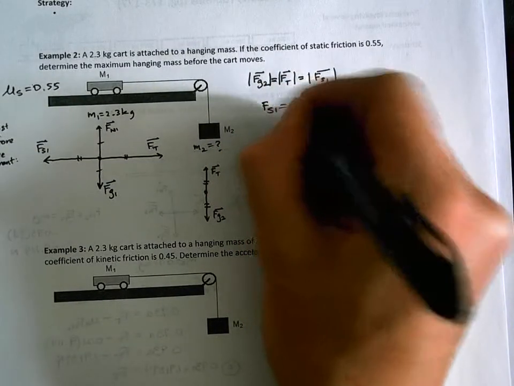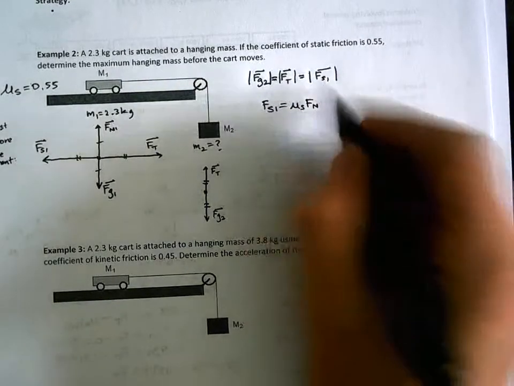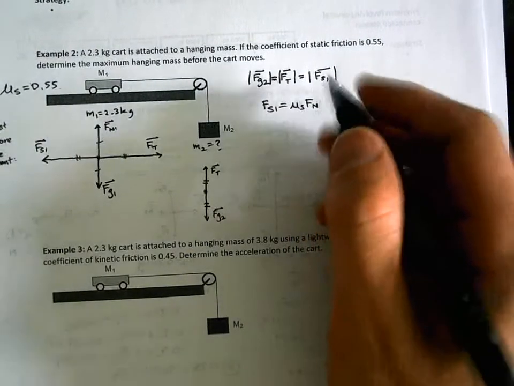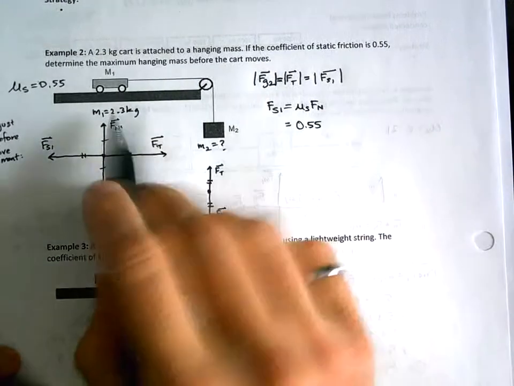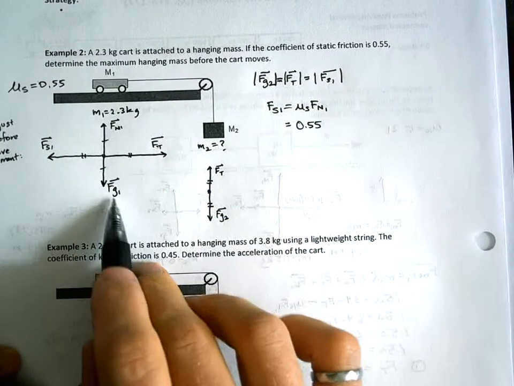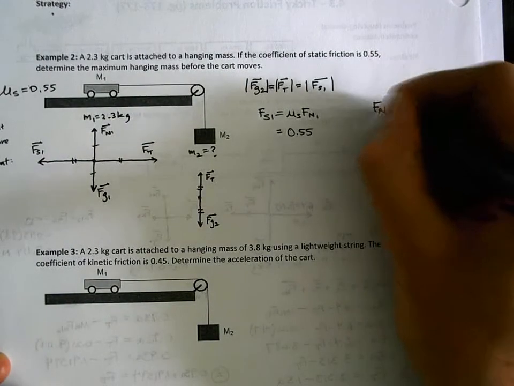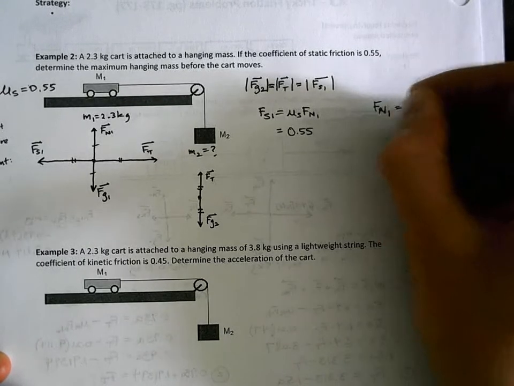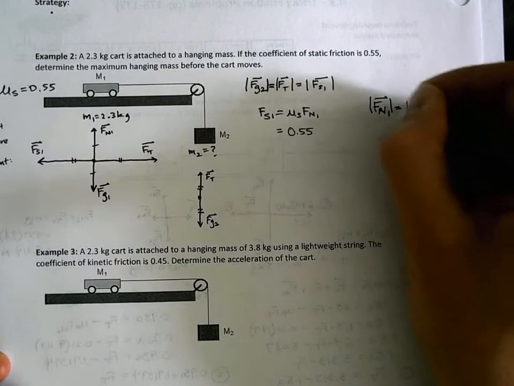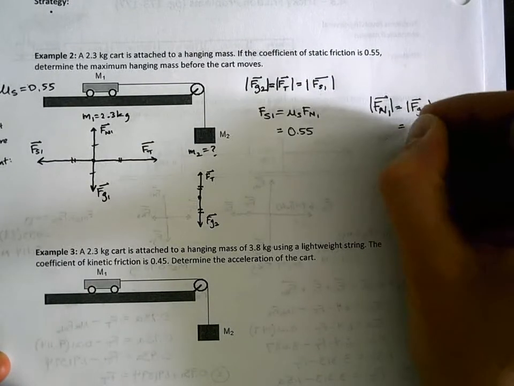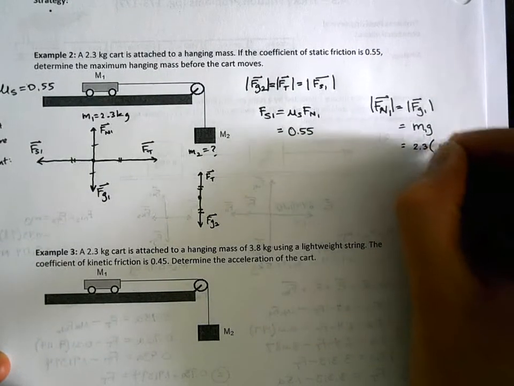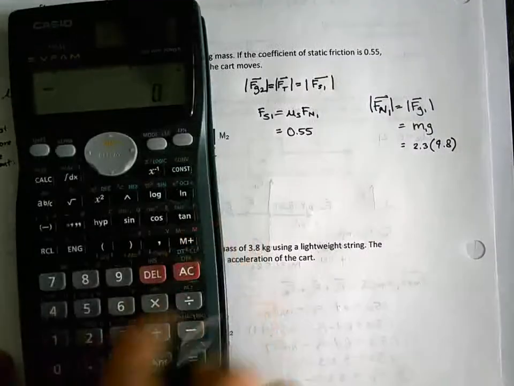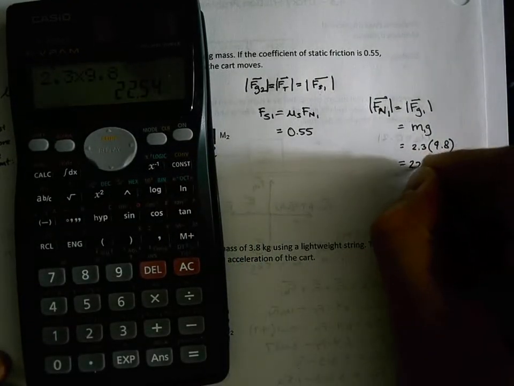Well, Fs1 is equal to mu s Fn. Again, we don't need to use arrows because these are not vectors. We know what the static friction coefficient is, it's 0.55. But what's the normal force? Normal force of 1. Well, normal force is the same as the force of gravity of 1, which I can figure out because I know the mass. So the magnitude of the normal force for car 1 is equal to the magnitude of Fg1, which is equal to m1g, which is equal to 2.3 times 9.8. So I get 22.54 newtons.